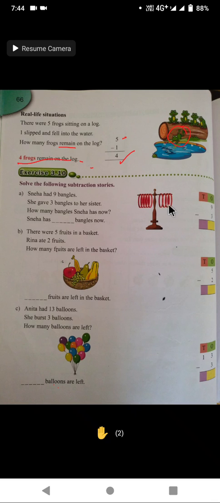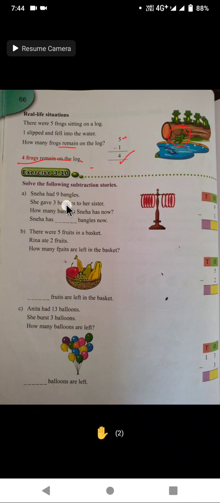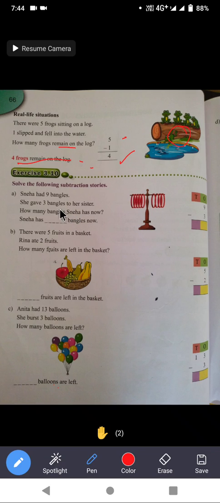In the beginning she has 9 bangles, and out of 9 bangles she gave 3 bangles to her sister. So it means she gave away 3 bangles out of 9 bangles. So we will cross out 3 bangles. 1 2 3. So how many are left here with Sneha? So you need to subtract it. Okay, so you can count 1 2 3 4 5 6. So 6 bangles are left with Sneha.